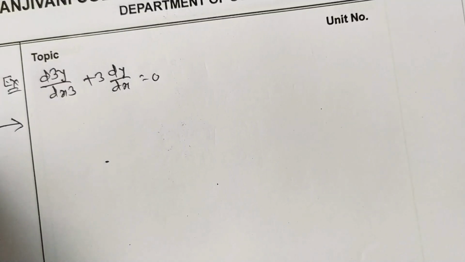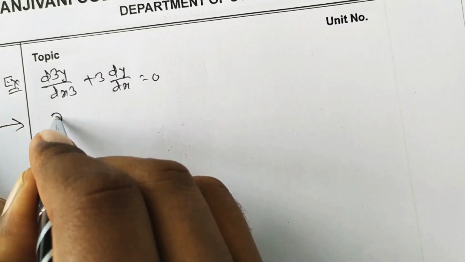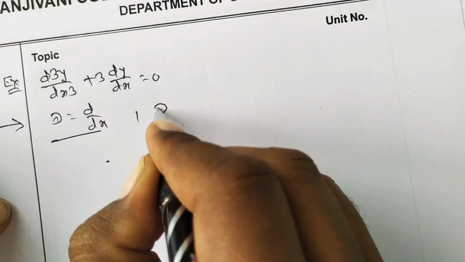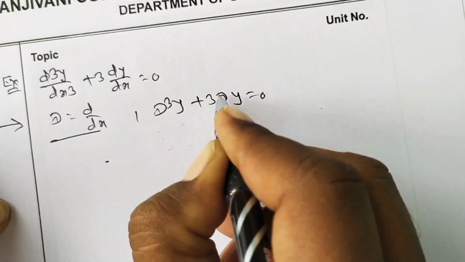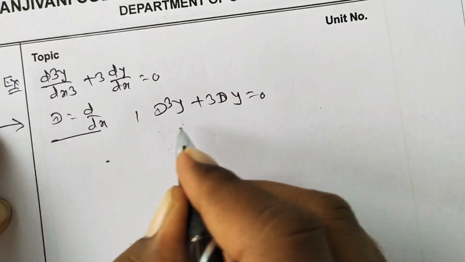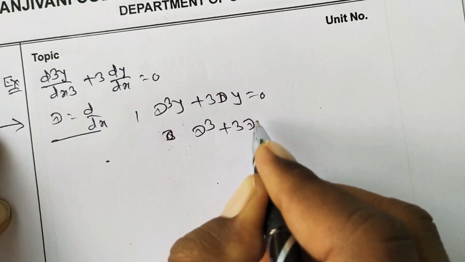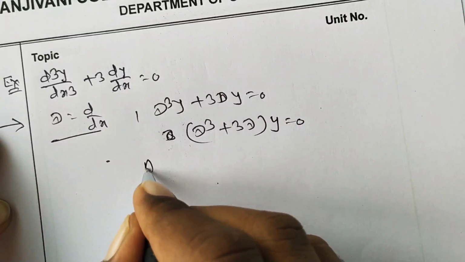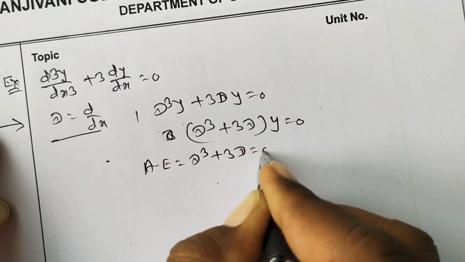Next problem is d cube y by dx cube plus 3 dy by dx equal to 0. So using capital D equal to d by dx again, how do we write the differential equation? That is d cube y plus 3 dy equal to 0. This problem is the same as the last problem, so we can take d common here, then we will get d cube plus 3d into y equal to 0. So the auxiliary equation is d cube plus 3d equal to 0.